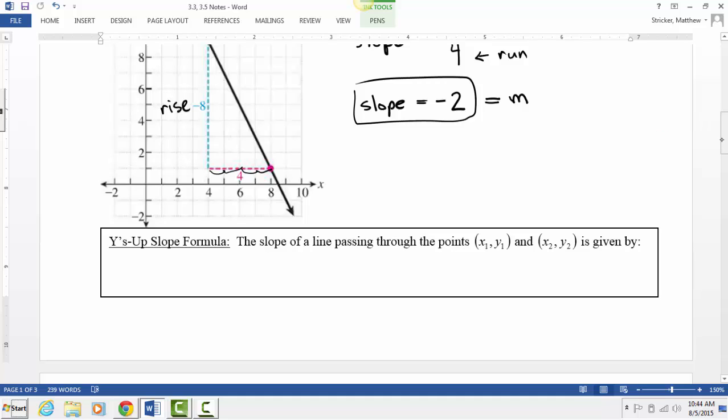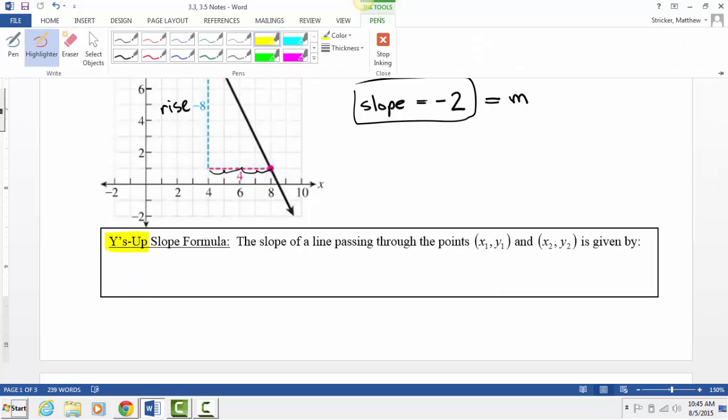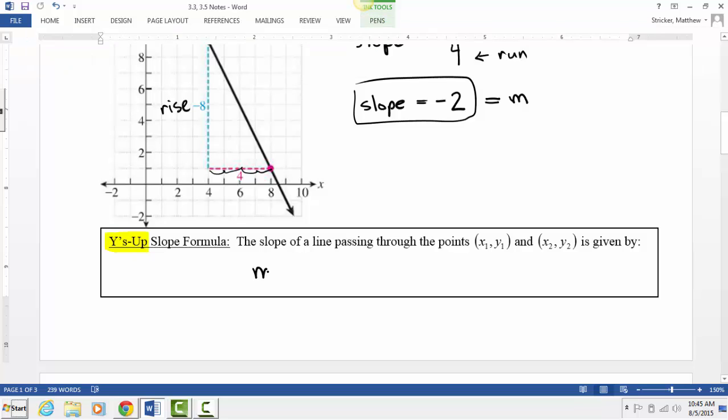Now there's this formula that we can use to find the slope of a line that passes through 2 points, and I like to, this is a Strickerism, I like to call this the y's up slope formula, and you'll see why in a second. So this is m equals, again remember m is what we use to represent slope. So to find the slope m, we find this ratio y2 minus y1 over x2 minus x1. Again, this is just kind of a fancy way of saying rise over run.